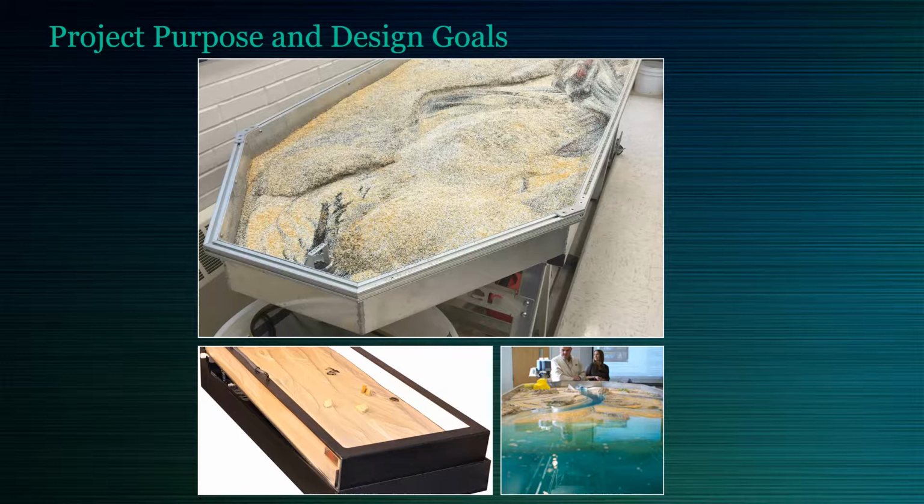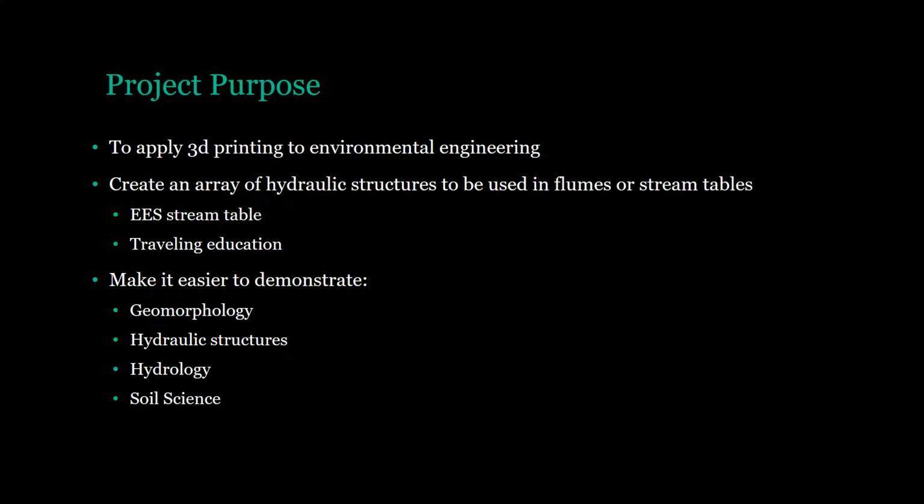All right, we'll jump into the purpose of the design goals. So my main purpose was to apply 3D printing to environmental engineering. The way I did this was by 3D printing hydraulic structures for stream tables and ultimately flumes. Environmental Engineering Society allowed me access to the stream table, so I used that stream table to implement hydraulic structures. We also use that stream table to travel around and educate people about geomorphology, hydraulic structures, hydrology, and soil science.